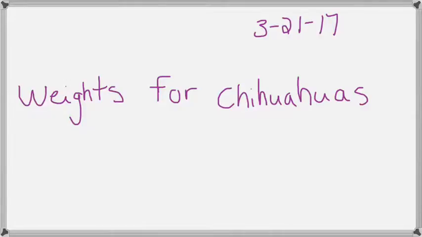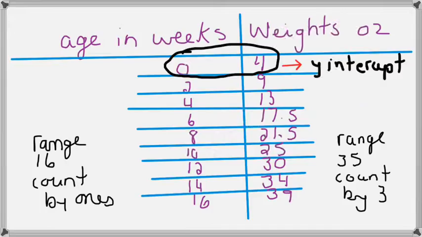This is the homework video for 3/21/17, Tuesday, and you're doing the weights for Chihuahuas problem. Again, graphing, and paying attention to how you should number the X and the Y axis. On the weeks, the highest number is 16, and your range is 16. So counting by ones will work just fine.